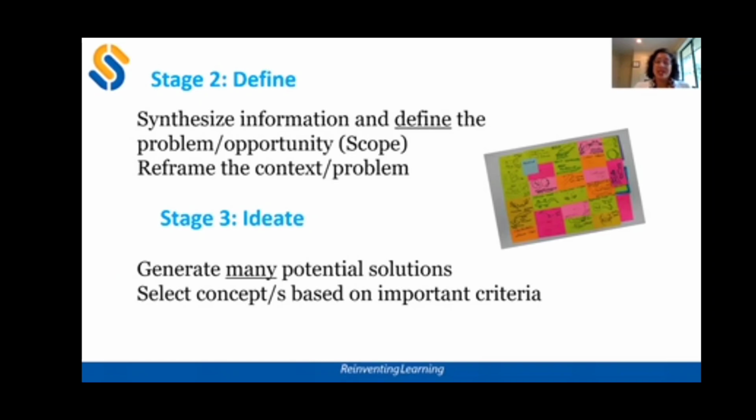The third stage is ideate. This is the fun stage where you can come up with a number of solutions. Often people make the mistake of coming with one idea and just taking that through. You really need to come up with a number of alternatives, a number of solutions, so that you can then take it through the process and end up with the best solution. And you also use important criteria to make that selection.